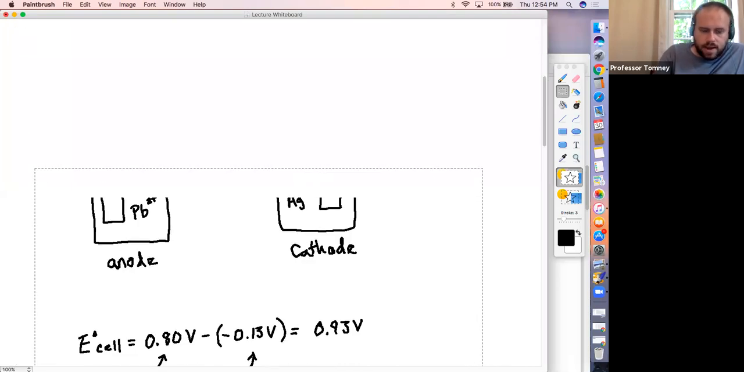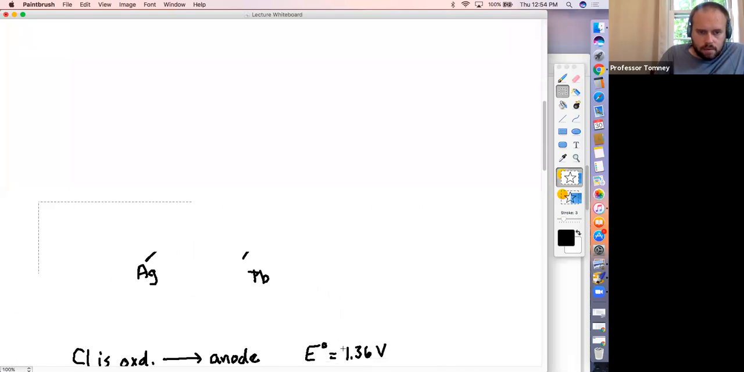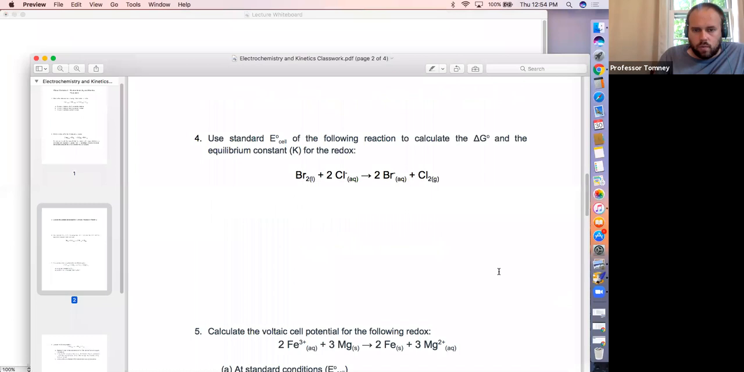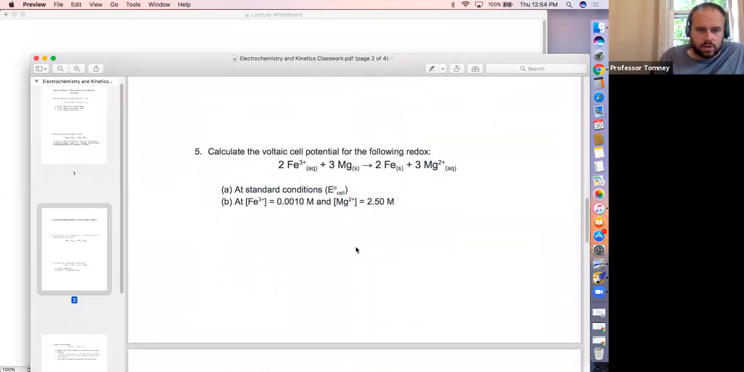All right, so the next one then is number 5. And number 5 was taking a look at the Nernst equation. So the Nernst equation is going to be utilized when we no longer have standard conditions. So the first part of this problem has you calculate the standard cell potential, and that's required for the Nernst equation. It's a prerequisite as we're moving towards it.